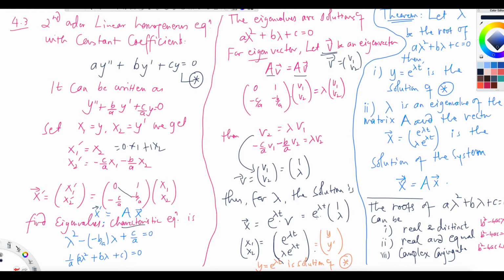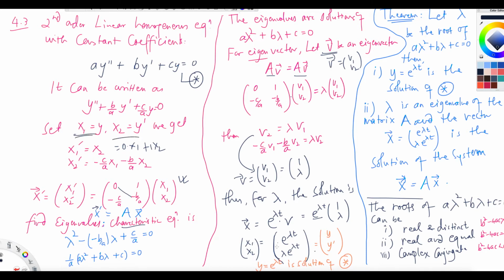So if you write the value of v, then e to the lambda t times 1, lambda is a vector x. But vector x is basically x1, x2, right? Because we wrote that vector x prime is x1 prime, x2 prime, so vector x is x1, x2. So x1, x2 equals e to the lambda t, and then lambda times e to the lambda t, where you distribute e to the lambda t to each entry. What is the value of x1? x1 is y and x2 is y prime.